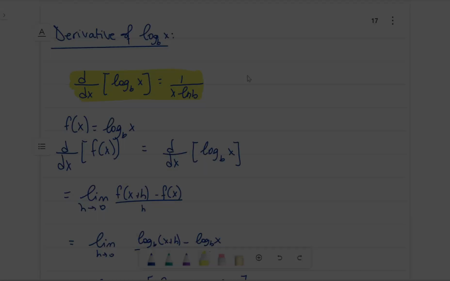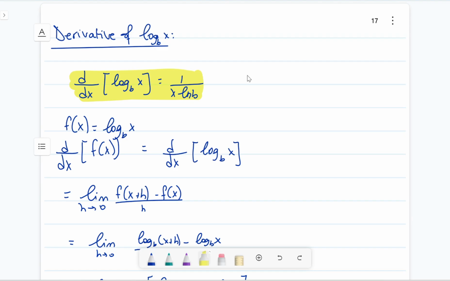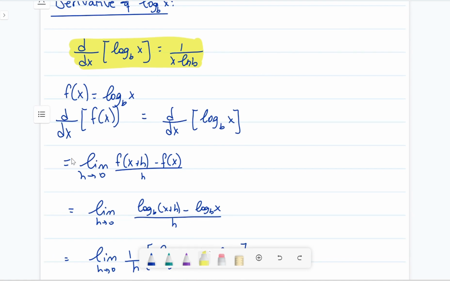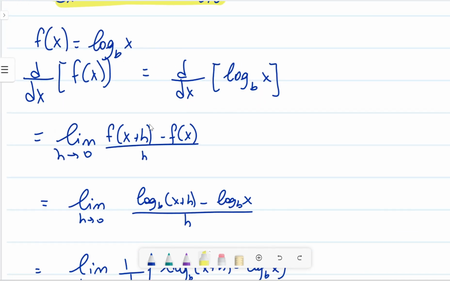We will now move to the derivative of log base b of x. So the derivative of log base b of x is 1 divided by x ln of b. To prove this, we will start with the function f of x equals log base b of x. So the derivative of f of x is the derivative of log base b of x. And we will start with the definition, which is the limit of f of x plus h minus f of x, divided by h, as h approaches 0.